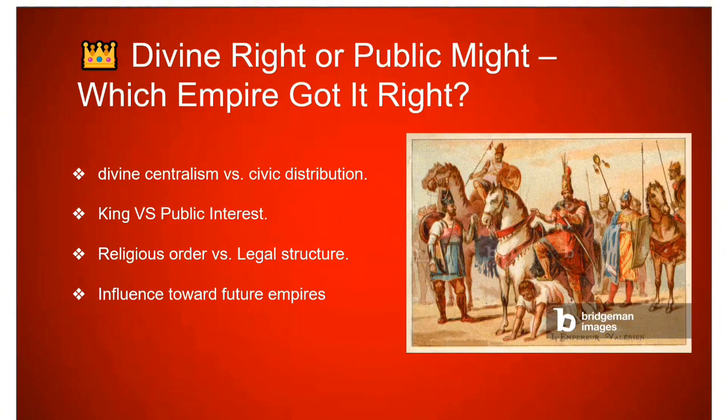Now, divine right or public right, which one got it right? Both the Persian monarchy and the Roman Republic established complex political and administrative hierarchies. Yet, their approaches to governance diverged in key ways. The Persian system was centered on concentrated power, divine legitimacy, and loyalty to the sovereign, with the king holding absolute control, supported by institutions designed to ensure stability and prevent rebellion.